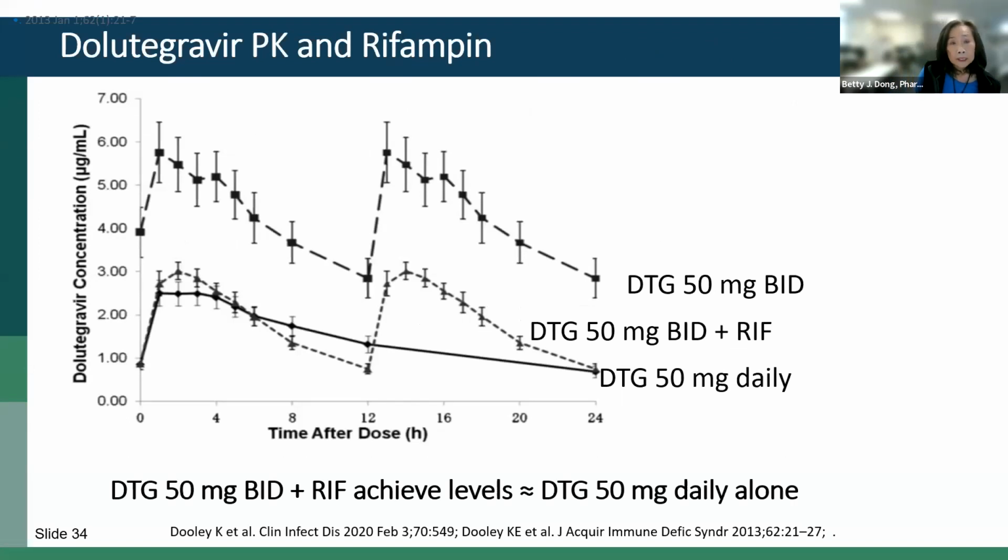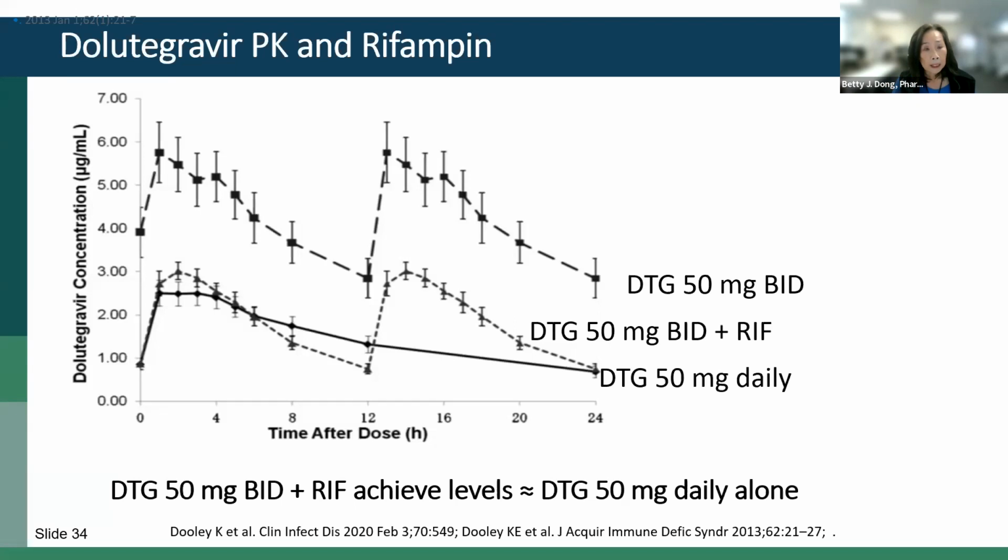So what about dolutegravir and rifampin? So this was a PK study that looked at different doses of dolutegravir, 50 milligrams once a day versus twice a day with rifampin. And here you can see the drug concentrations with dolutegravir 50 milligrams BID on the top. And then the solid line shows you dolutegravir 50 once a day. And then the second line here, the dashed lines, shows you dolutegravir 50 milligrams BID plus rifampin. So what you should see from this graph, even though this is PK, is 50 milligrams twice a day gives you an equivalent dose to 50 milligrams daily without rifampin, okay?